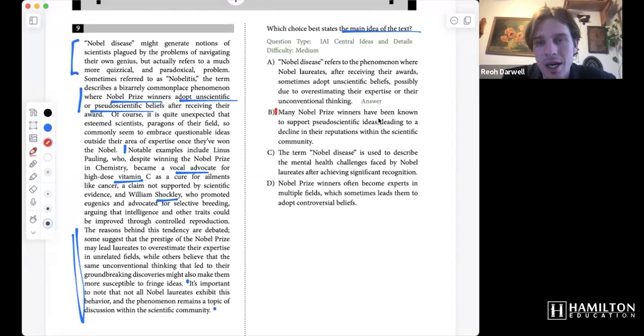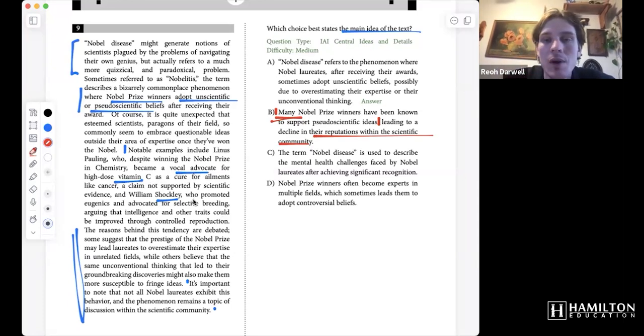So, B. That part is maybe true, but "many" is perhaps a little strong, but leading to a decline in the reputations within the scientific community? No, that's probably a natural expectation from this, right? But do we talk about that in the passage? No. Even if you might expect Pauling and Shockley or others maybe lost some of their reputation, or maybe you're a kid who's into these sort of people and you learned about this and you saw that they became pariahs or something like that.